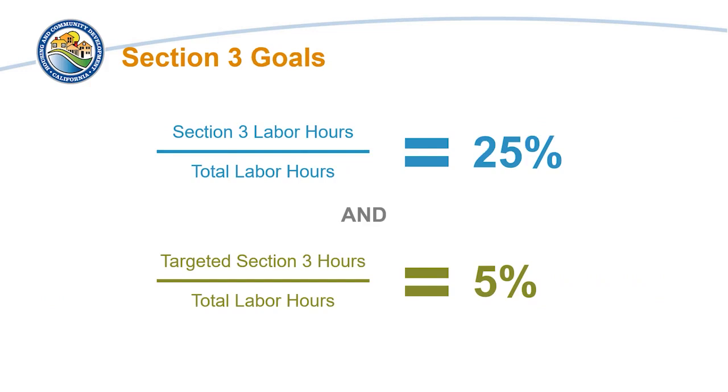There are two goals for each Section 3 covered project. First, 25% of labor hours must be performed by Section 3 workers, and second, 5% of labor hours must be performed by targeted Section 3 workers. Please note that a key change occurred as it relates to reporting accomplishments towards meeting these goals. Entities carrying out Section 3 covered projects must report on all labor hours tied to said project instead of just the number of jobs. Grantees and subrecipients that do not meet both goals must provide a written justification.